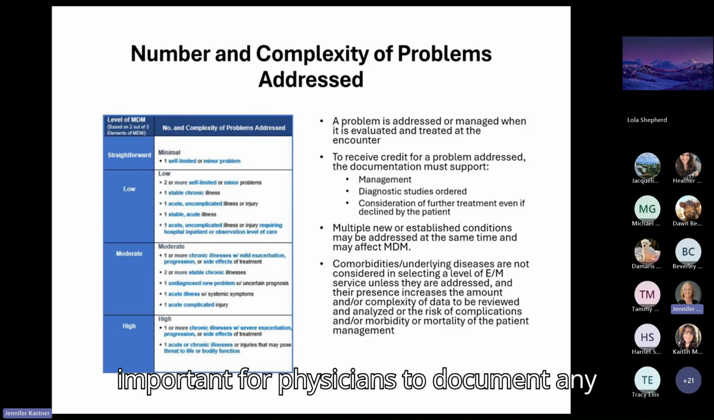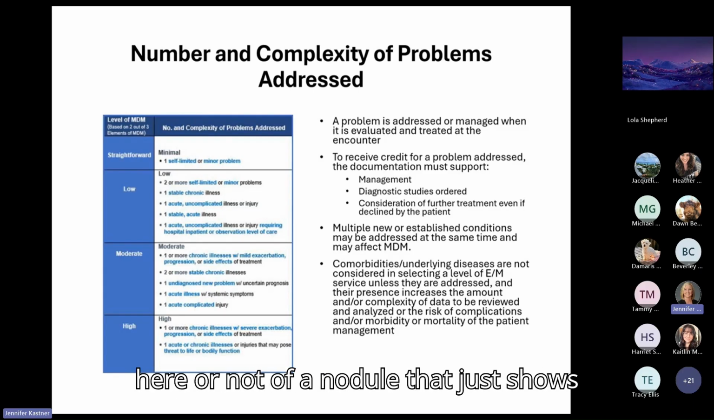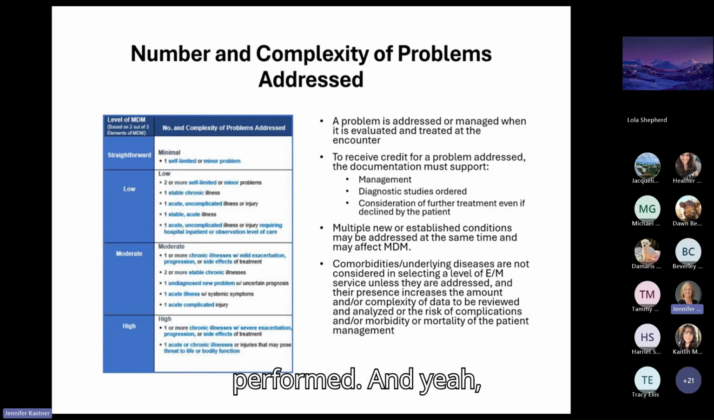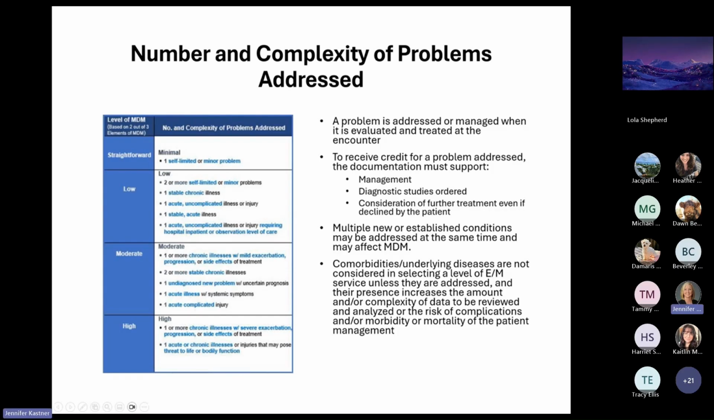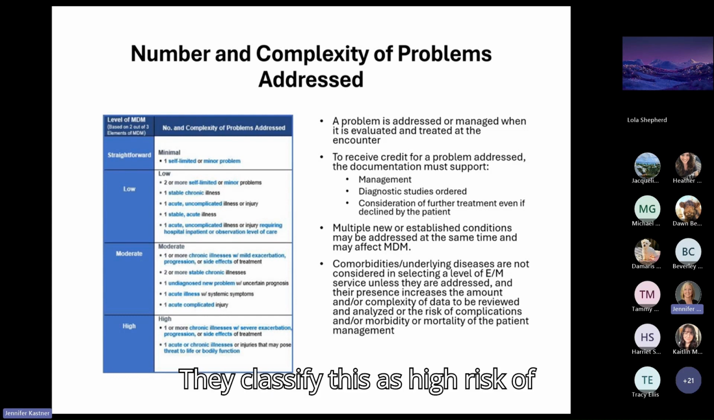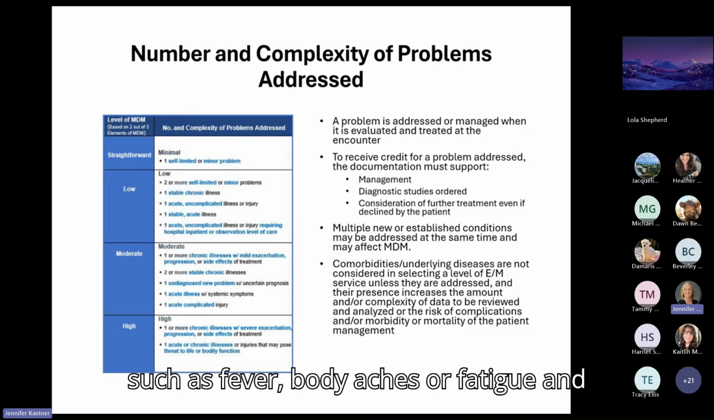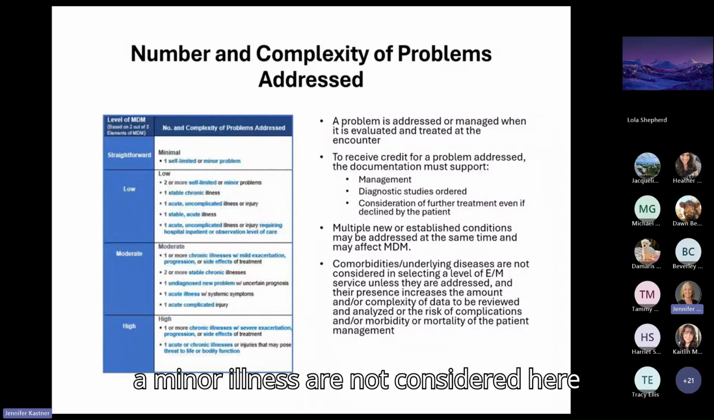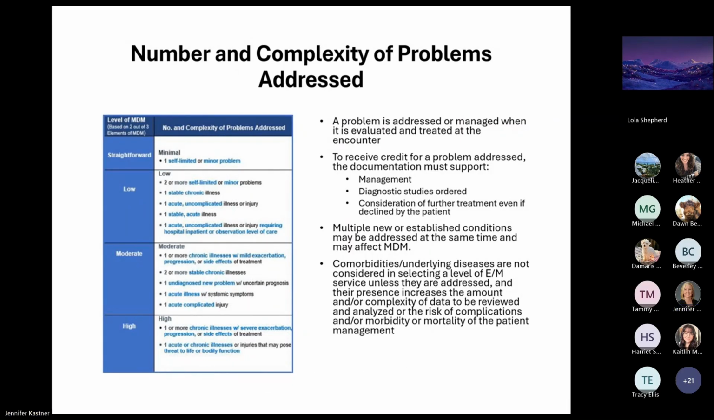It's important for physicians to document any further workup needed in order to diagnose the patient, such as the biopsy of a nodule. That just shows there's some workup that's being performed, and it's undiagnosed at that time. Also, acute illness with systemic symptoms, I've also talked about this. They classify this as high risk of morbidity without treatment. As previously noted, general symptoms such as fever, body aches, or fatigue in a minor illness are not considered here as an acute illness with systemic symptoms. An example here would be otitis media with cellulitis.